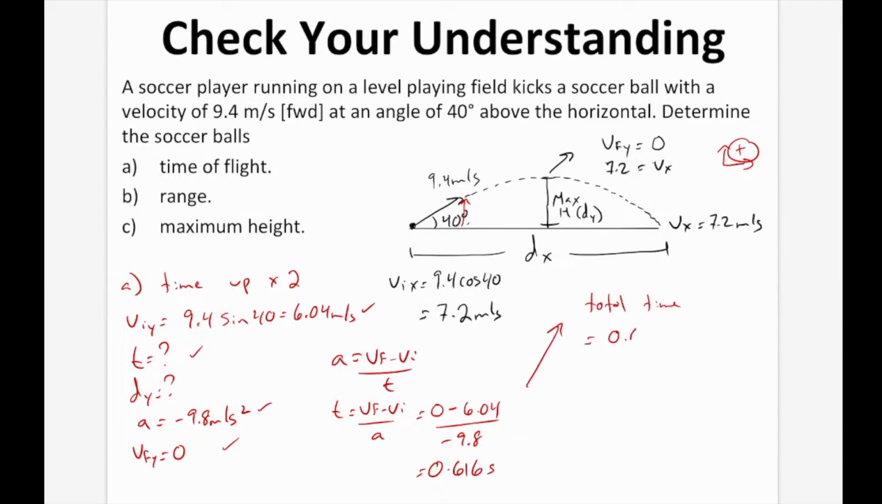So our total time is going to equal 0.616 times 2, which equals 1.23 seconds. So that's our total time, the time it takes to go up, and then the time it takes to come down combined. So that gives us our total time, the time it takes to go up plus the time it takes to go down. So that's A. So A, 1.23 seconds.